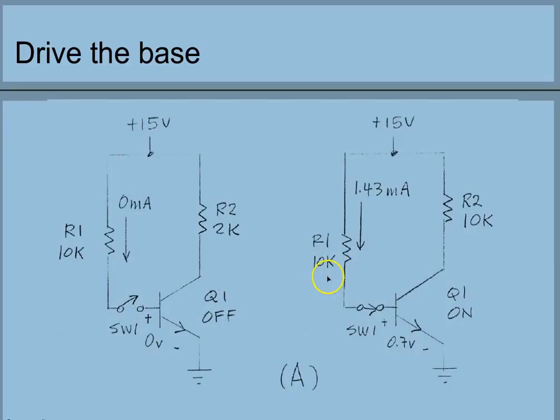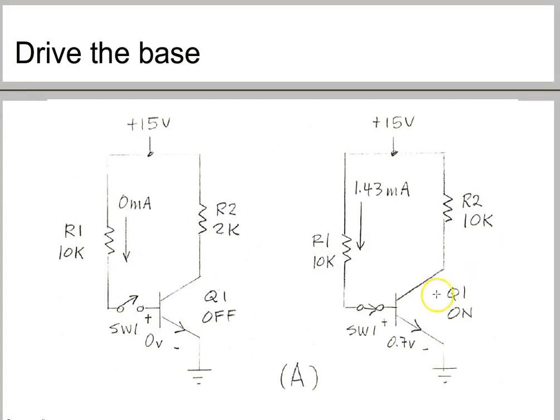Next comes driving the base. In this topic, we are going to see how the transistor base current controls its on and off action, simply stated. In this one the switch is open, and in this state the switch is closed. One thing to note is that these two circuits are the same circuit. This resistance should be 2 kilo ohm, same as this one.